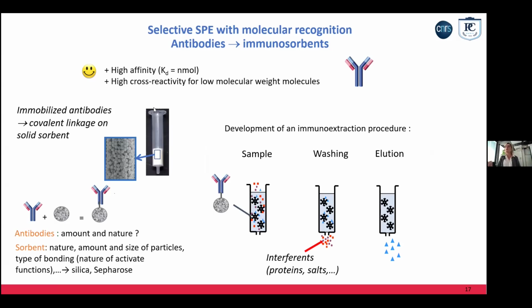I percolate the sample through the sorbent containing the antibodies. If I have the antigen in my sample, the antigen will be trapped by the antibodies. All the other compounds that are present in my sample will be removed during the washing step. And then by selecting something good to elute, that means water during the sample percolation, washing with water, and elution by changing the pH, ionic strength, or using a hydroorganic mixture, I am able to disrupt the antigen-antibody interaction and then to recover a very clean extract.